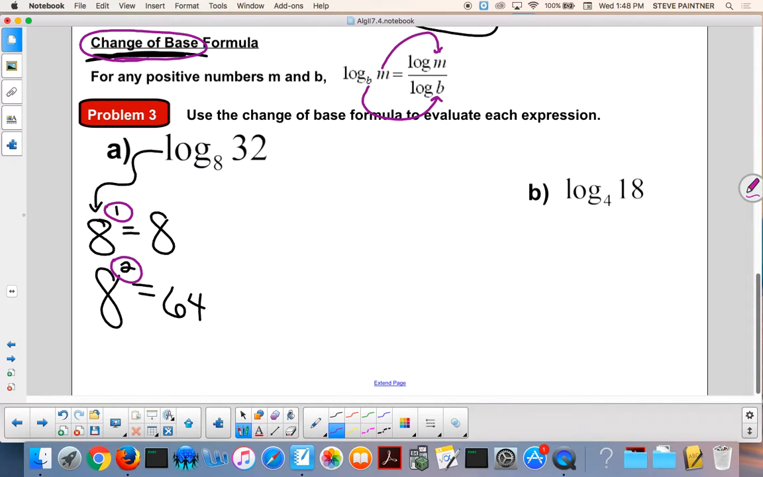Do you guys know what base I changed it to? 10. How'd you know it was 10? Because there wasn't a number underneath log. Because there's no number. It's base 10. Now, next question. Do you know why I changed it to base 10? You ever seen this button on your calculator that says log? Guess what base it is? It's base 10. There's only one base that's been programmed into your calculator. So now that you have it, you can use it to find the log of any number.